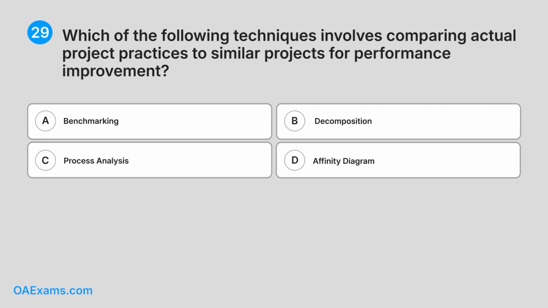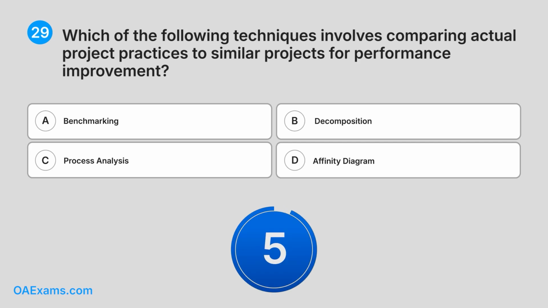29. Which of the following techniques involves comparing actual project practices to similar projects for performance improvement? A. Benchmarking. B. Decomposition. C. Process analysis. D. Affinity diagram. Do you know the answer?